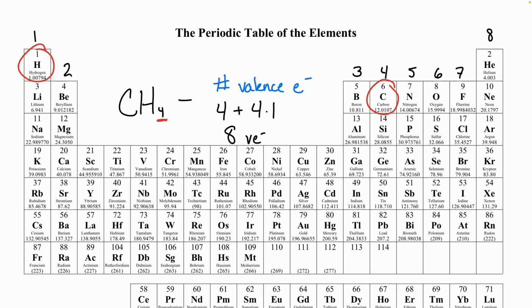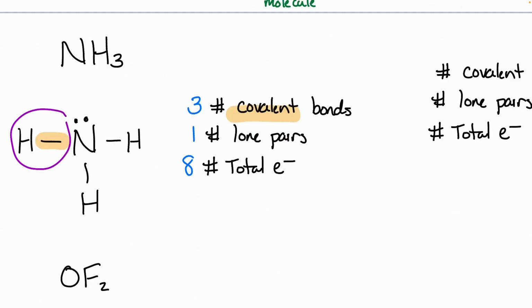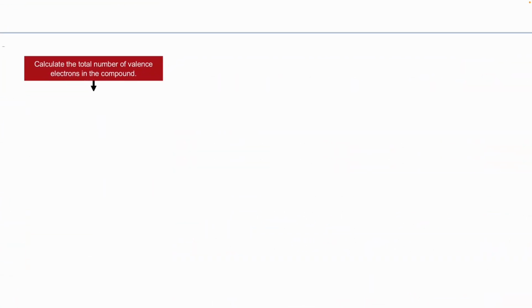When we draw our Lewis structure for CH4, we're going to make sure that we have 8 electrons on the board. Whether they're in lone pairs or in covalent bonds, the total number of electrons that we see in our structure has to add up to that total number of valence electrons. So step one, as we said, is to calculate the total number of valence electrons in our compound. For CH4, we said that we had 8 valence electrons.